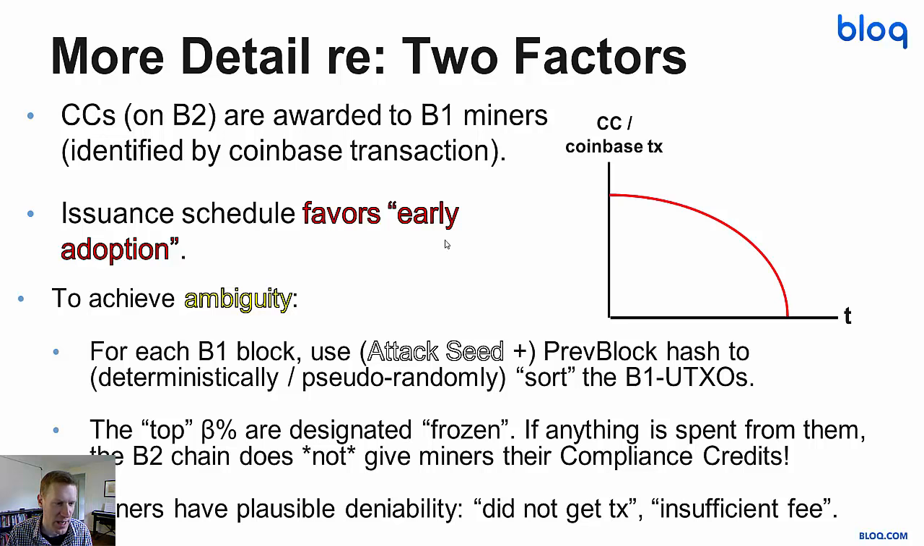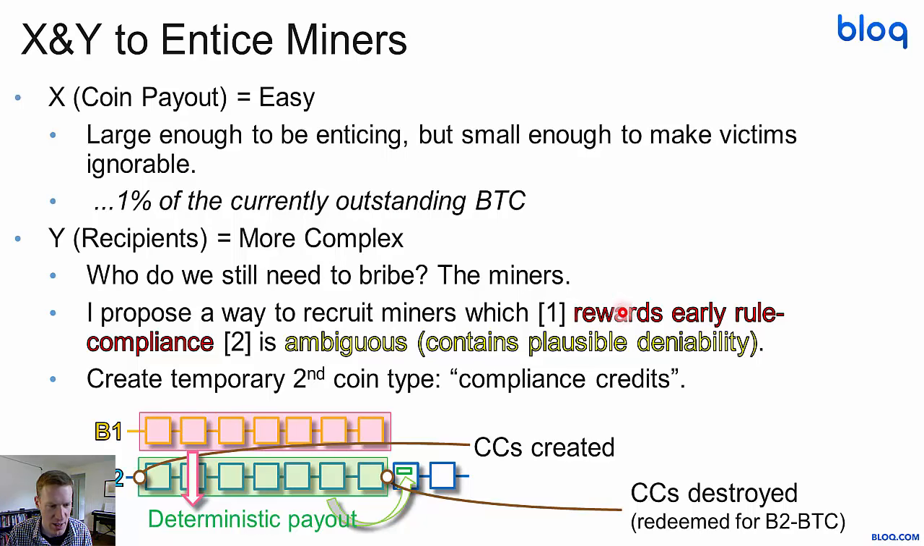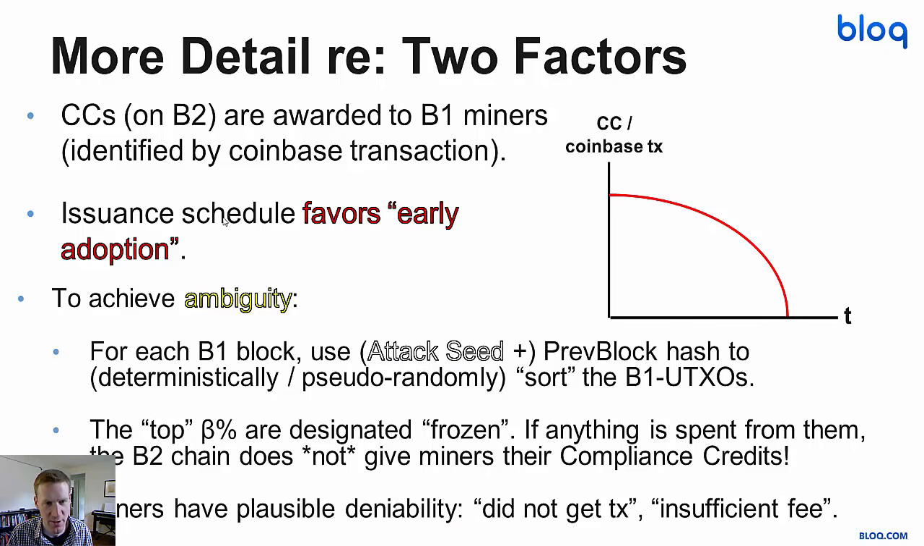So I'm now going to explain these two factors here, early rule compliance and ambiguity. They are very important, so I'm going to explain them in a lot of detail now. So first, it's trivial to identify the miners by just using the Coinbase transaction. So we know who they are, so we can pay them.